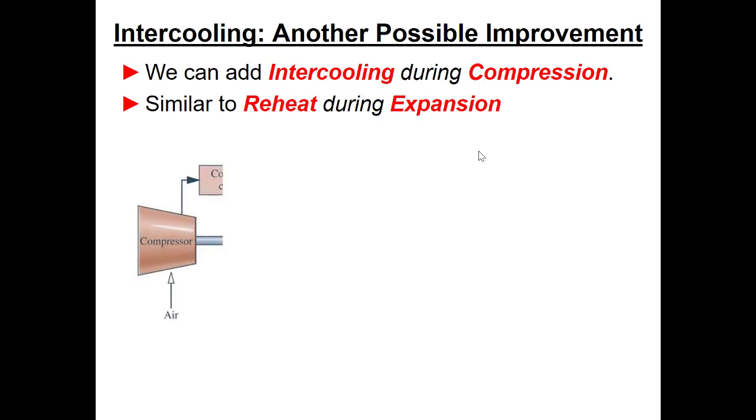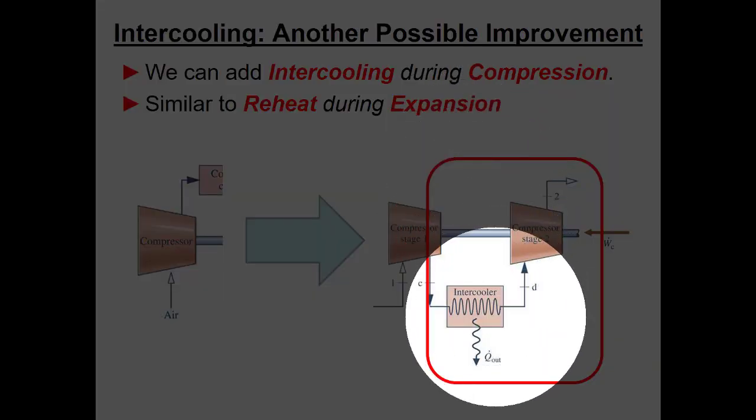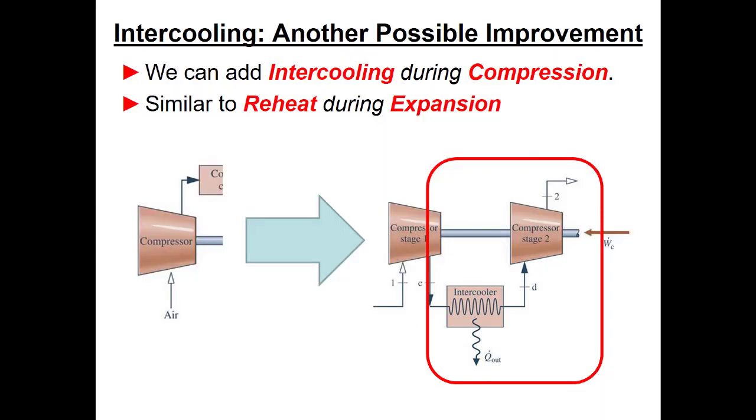So now, instead of just having one compressor, we're going to have two compressors. And in between these two compressors, we're going to transfer some heat out of our gas so that it's easier to compress as it goes through this second stage compressor, right? So it takes a little bit less work to get up to the pressure that we want.